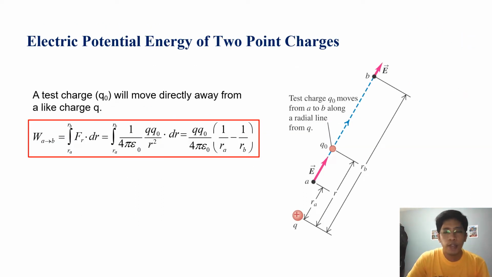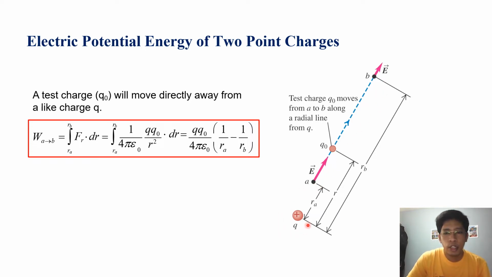Now, that was the case when you have a charge that moves in a uniform electric field, like, for example, a uniform electric field created by two parallel plates. But what happens if you have 2 point charges, and one of the point charges will be the source of your electric field? So this is the electric potential energy of 2 point charges. Consider, for example, you have a charge Q, and then you have another charge, a test charge Q naught. And this test charge Q naught moves from point A until point B along a straight line from Q.